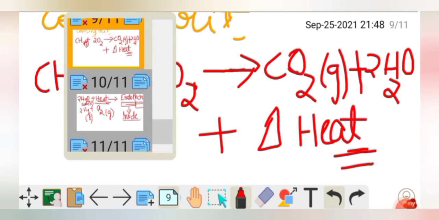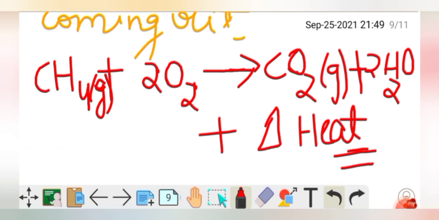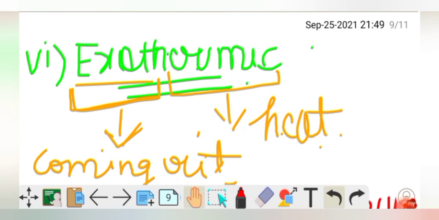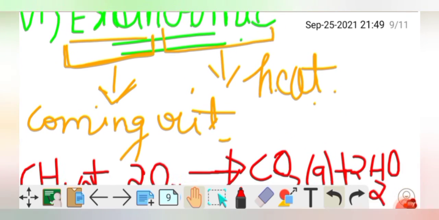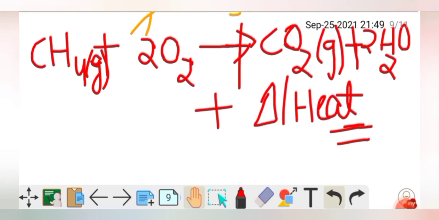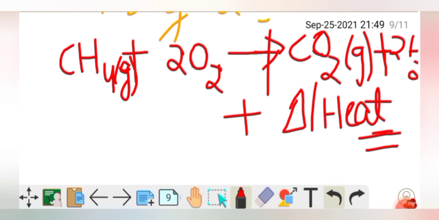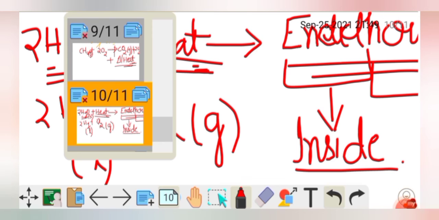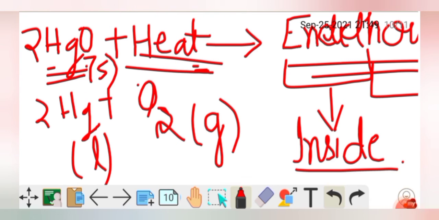In this reaction, heat was coming out. See, I'll show you. In exothermic, heat was coming out, and through the reaction also you can see that heat was evolved here. Okay, here heat was evolved. So this is the main difference between endothermic and exothermic reactions. Hope it is clear. Now we'll move on to corrosion.